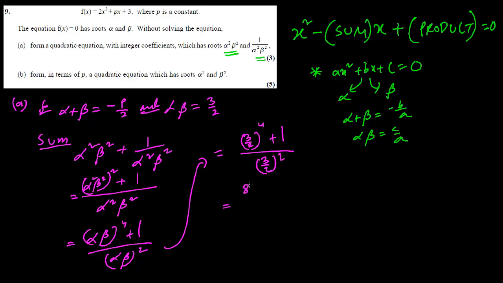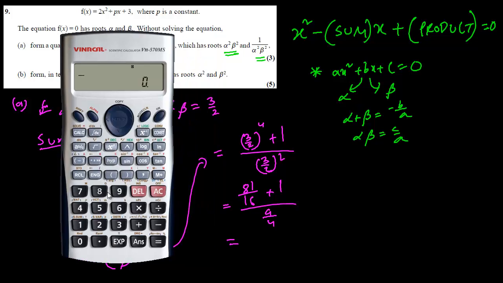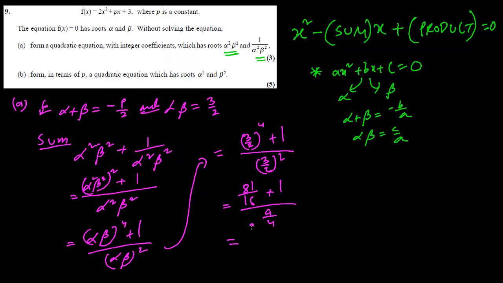So 3 to the power 4 is 81. 2 to the power 4 is 16, plus 1, divided by 3 squared is 9 over 4. So let's use the calculator. 81 by 16 plus 1 divided by 9 by 4. And this is going to be 97 by 36.